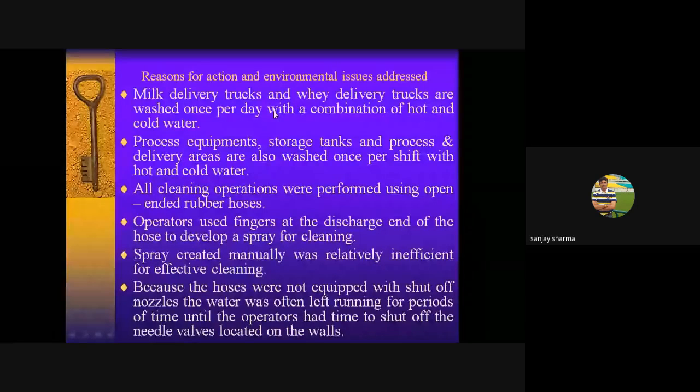The trucks are washed once per day with a combination of hot and cold water. The identified problem areas: process equipment, storage tanks, and process and delivery areas are to be washed once per shift with hot and cold water. All cleaning operations were performed using open-ended rubber hose pipes. Operators use fingers at the discharge end of the hose to develop a spray for the cleaning.